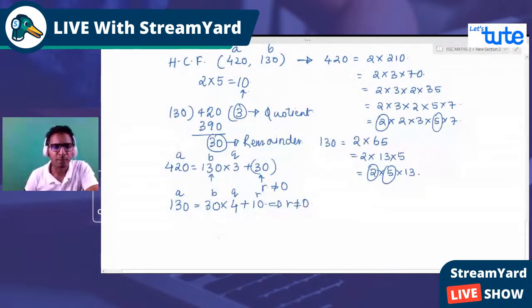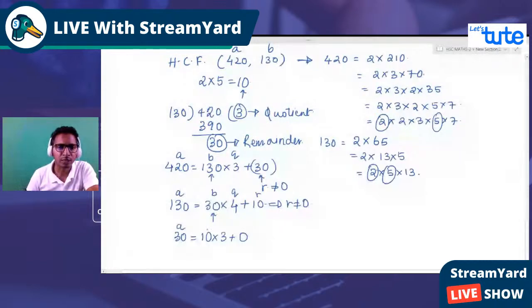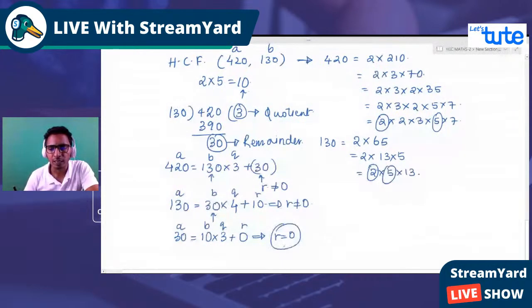Now again the same process: B will become the new A, R will become the new B, and we have to find the new Q and new R. 10 into 3 is 30, so the remainder is 0. This was our new A, this was our new B, this is our new Q, and this is our new R. What we observe is that R is 0. When you reach the point where the remainder is 0, at that point you take this B as the HCF.